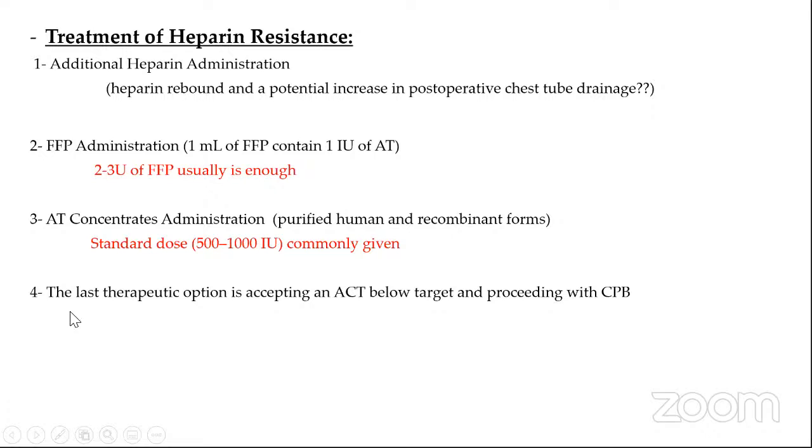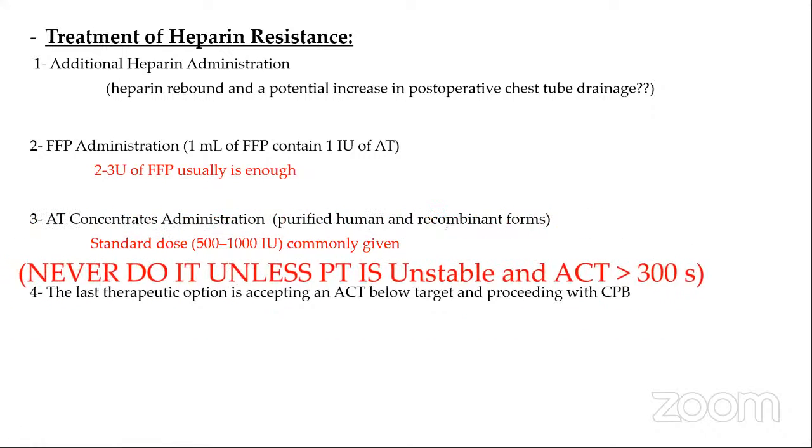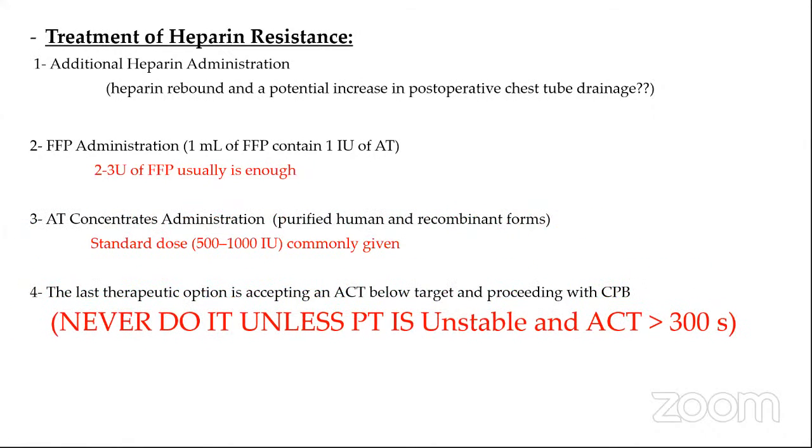The fourth option, and this is the last resort, is accepting an ACT below the target, which is below our 400. But you don't need to do it unless your patient is unstable and at least your ACT is more than 300, because the studies suggest that you can institute a safe cardiopulmonary bypass once the ACT is above 300. So you need to keep in mind, never do this unless your patient is severely unstable and your ACT is still at least above 300.